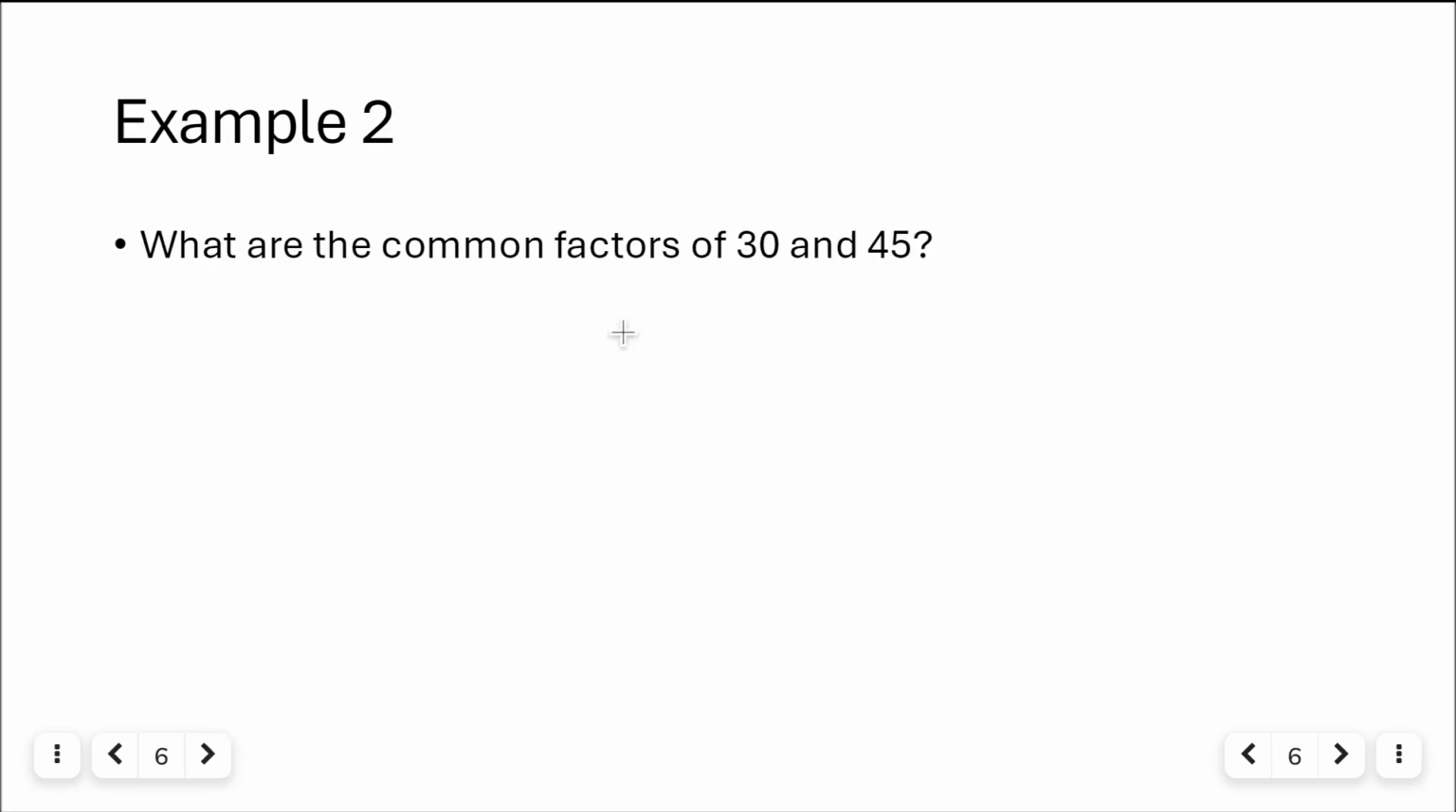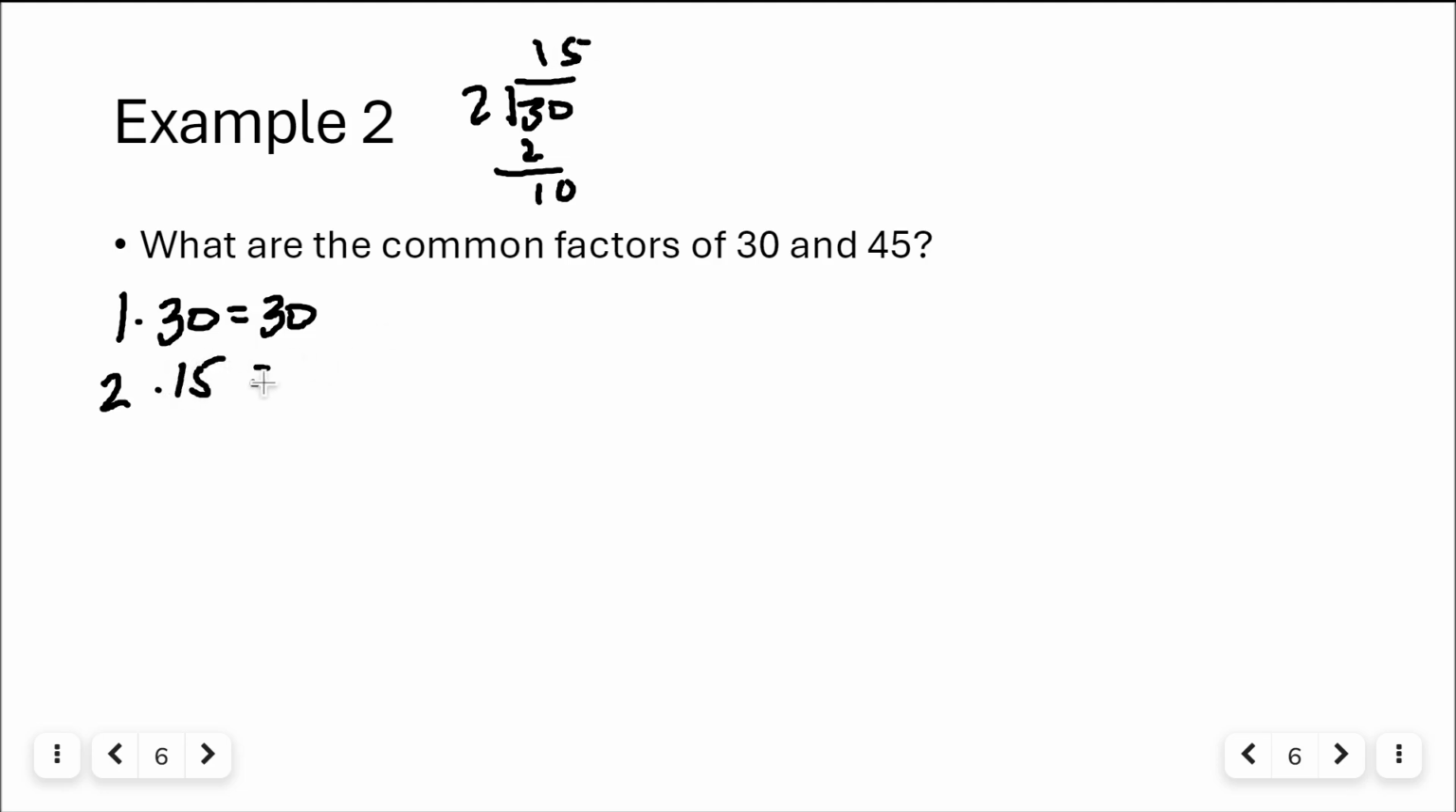So let's find the common factors of 30 and 45, all the common factors. Let's find all the ways we know how to multiply and get 30. We'll start with 1 times 30 is 30. 2 has to go in. So 2 divides into 30. 2 goes into 3 one time. 2 goes into 10, 5. 2 times 15. 3 goes into 30. 3 times 10 is 30. 4 does not. 5 does, because it ends in a 0. 5 times 6 is 30. And I think that's it.